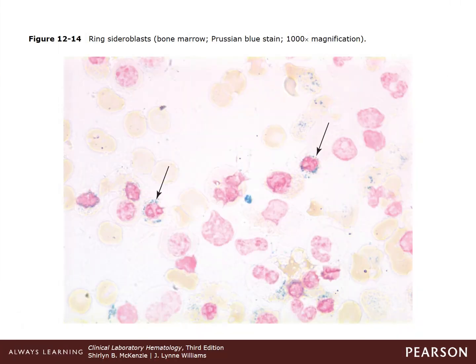This is an image of a Prussian blue stain with ring sideroblasts present. Ring sideroblasts are formed from the accumulation of non-ferritin iron in the mitochondria. Here the mitochondria, with iron, circle around the erythroblast nucleus. The mitochondria rupture, and then the Prussian blue stain reveals the ringed sideroblast around the nucleus.